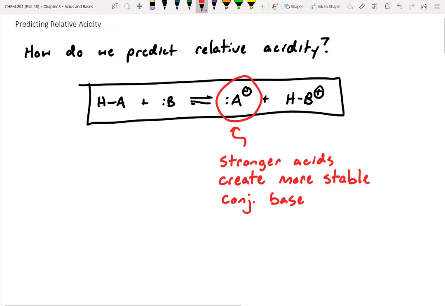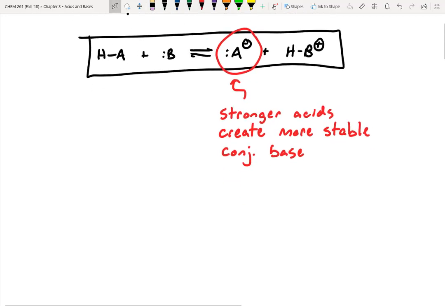The same could be true if we were drawing the equilibrium for a base, right? A really, really good base is going to create a more stable conjugate acid. So you can think of it inversely as well. But let's focus primarily on acids. That's what organic chemists like to do, is focus on the acid side. All right, there's various things that can stabilize a conjugate base, and I've got a good list for you.